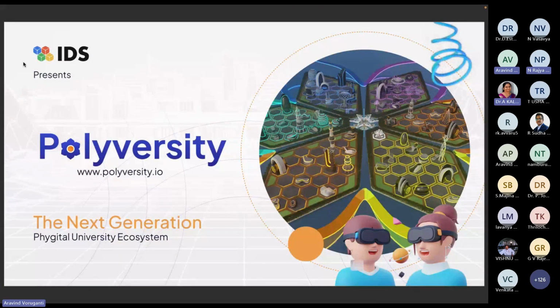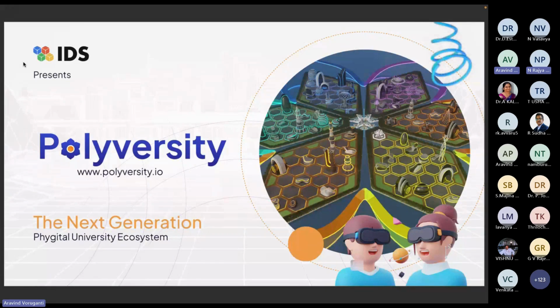Yes, this is the Polyversity metaverse. What we are creating is a next generation phygital university ecosystem. When we say phygital, we mean your physical campus and the virtual campus. In phase one, we are building virtual campuses for 5 academic partners of Bharat Blockchain Network, like Vvit, SRM, Symbiosis, ITM, and Sikkim Manipal group. Eventually, more and more campuses will be opened.